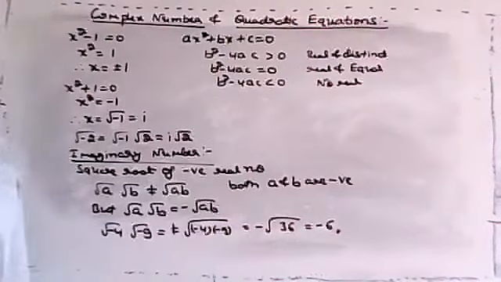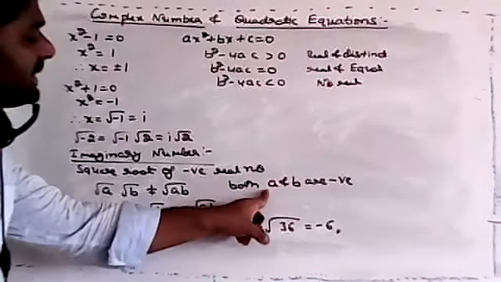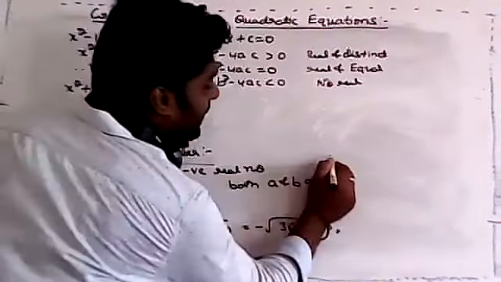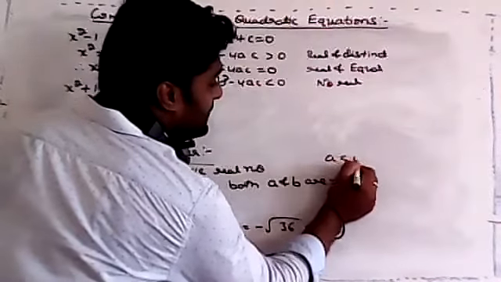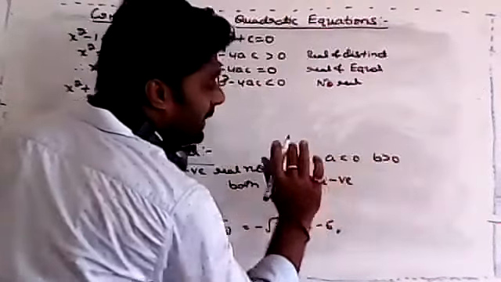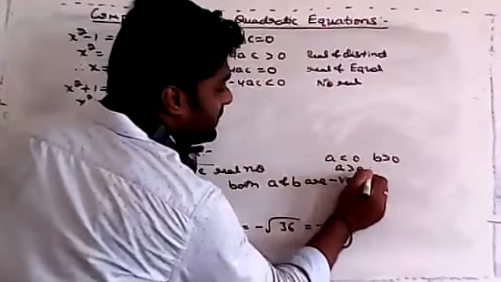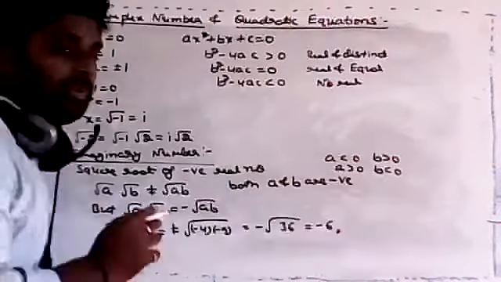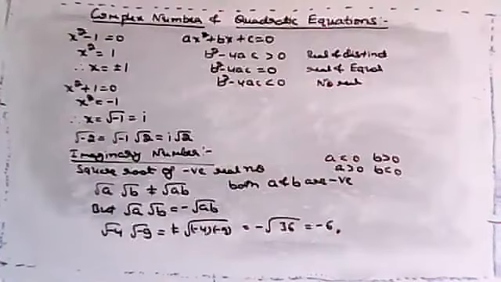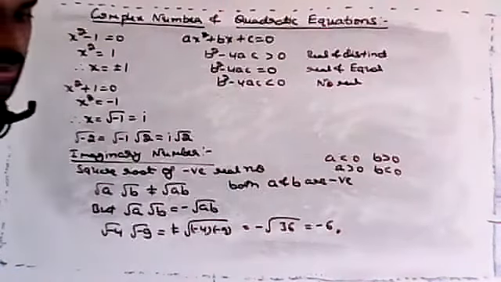minus root of a into b. If a is less than 0 and b is greater than 0, we will get the answer. If a is greater than 0 and b is less than 0, that time we will get the answer. Okay? Clear? Shall I move on to the next one?